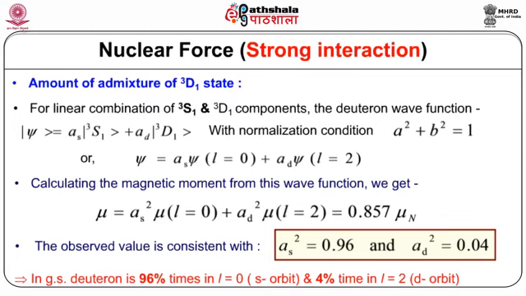So for a linear combination of 3s1 and 3d1 components, the deuteron wave function is given by psi equal to a times the 3s1 state plus b times the 3d1 state, with the normalization condition that a square plus b square is equal to 1.